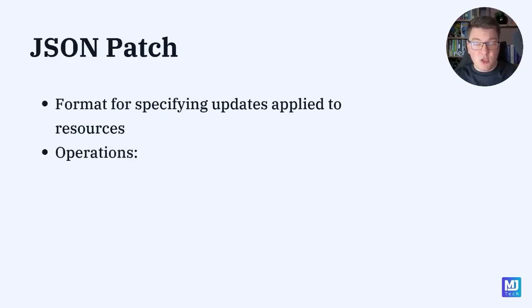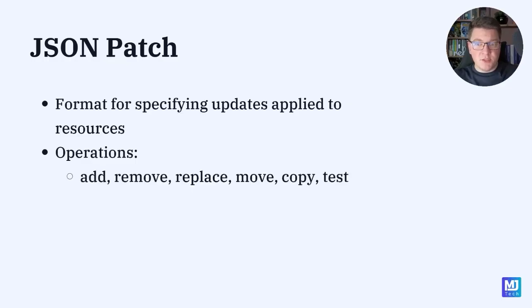A JSON Patch document consists of a set of operations, and there are a few possible operations that you could execute. We have the add operation for introducing a new property on a resource, the remove operation for removing a property from a resource, then we have replace and move that deal with exchanging values, and then there are the copy and test operations. The copy operation allows us to copy the value to a given destination, and the test operation should return a success status code if the values at a given path are equal.